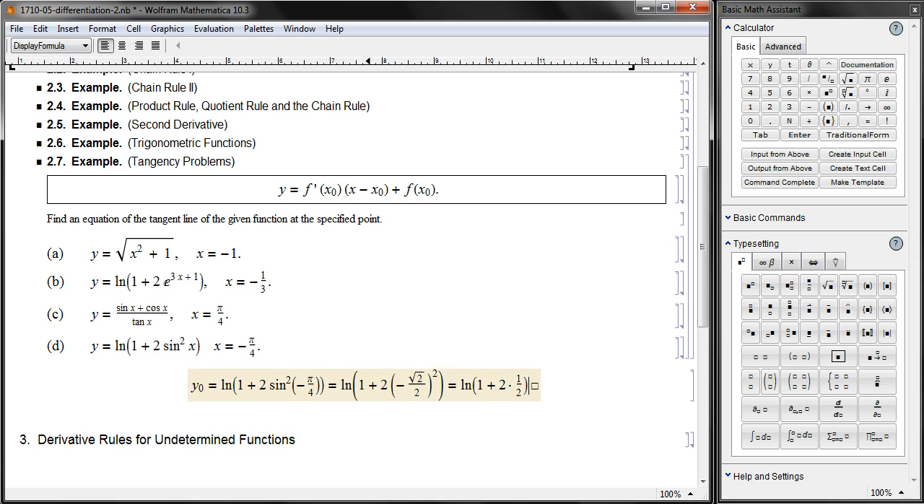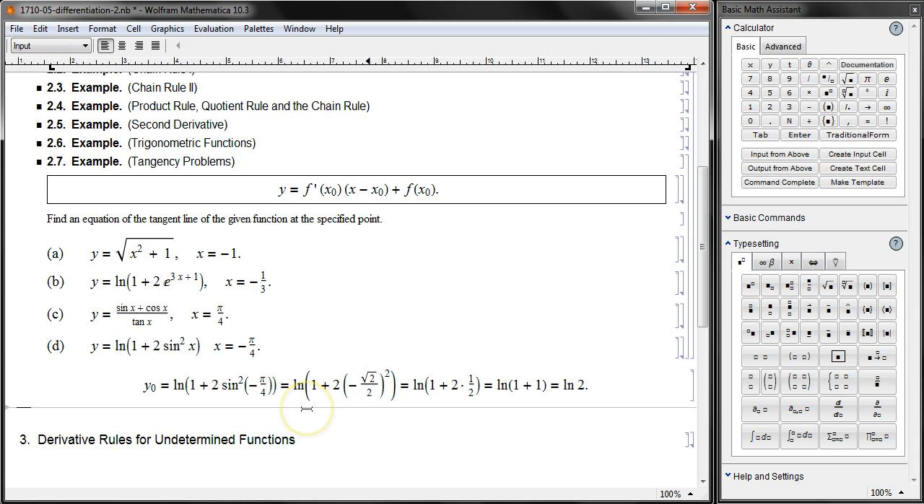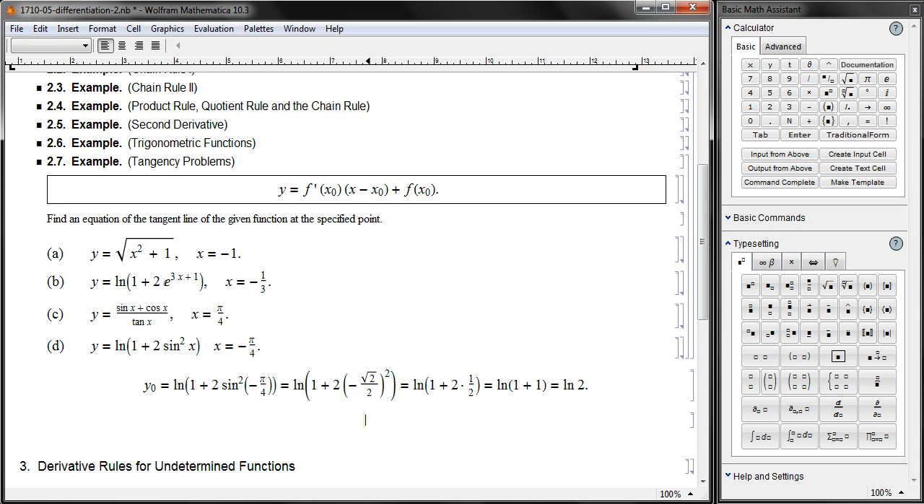Equal to log of 1 plus 1, which is log of 2. Okay. Sorry about the typo. This is correct. Alright, let's go ahead with the derivative computation.